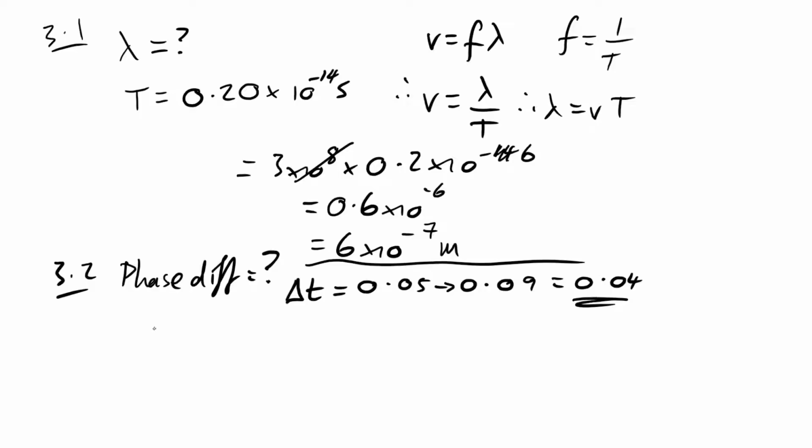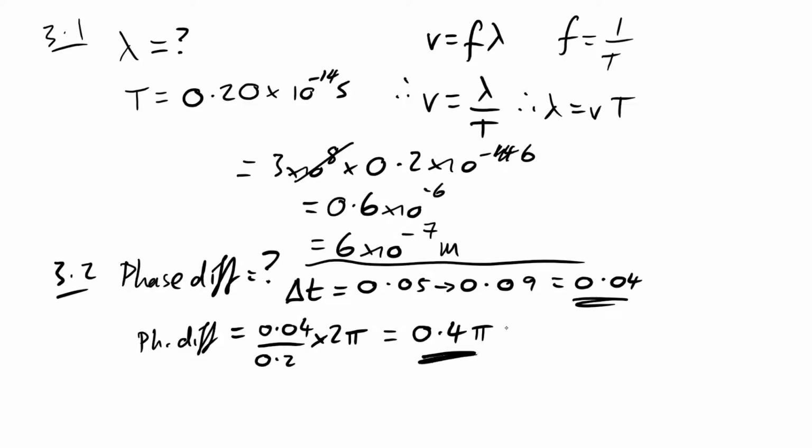We're dealing with this, so therefore phase difference is going to be 0.04. Yes, it's times 10 to the minus 14, but we don't care. All we then have to do is divide that by the full time period, which we said was 0.2. That will give us the number of complete cycles at the rate of phase, and all we have to do is times by 2 pi. So ultimately that gives us 0.4 pi radians.